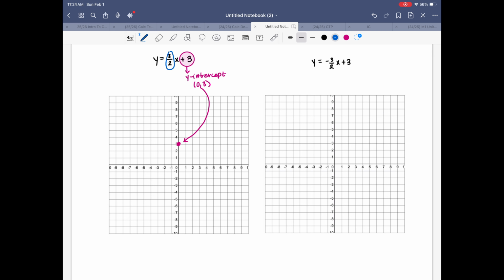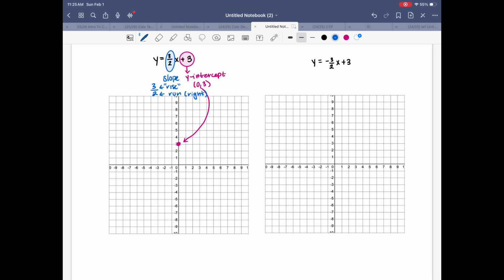This is the number multiplied by x. The slope in this example is 3/2. A slope describes how you will move. You might have heard other teachers describe this as rise over run. Rise just means to move up if the number is positive or down if the number is negative. 3/2 is positive, so we will go up 3 from our y-intercept.